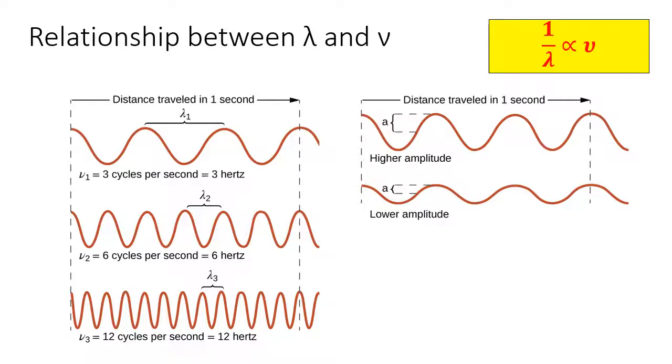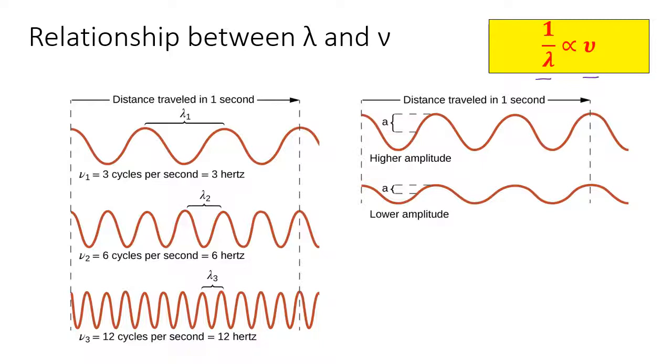There is an inversely proportional relationship between wavelength and frequency. That means that 1 over the wavelength is proportional to the frequency of the wave. This tells us that as frequency gets high, wavelength must get low. And as wavelength gets high, frequency must get low.